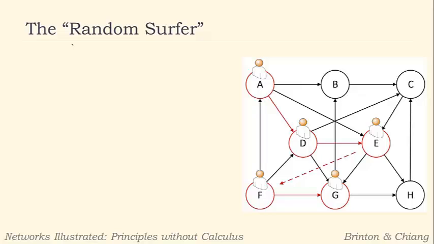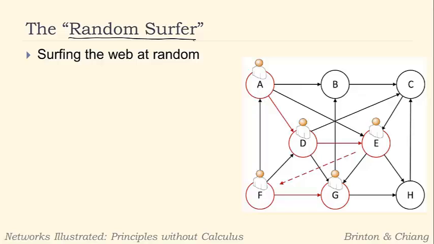So the way that Google chose to explain the PageRank concept was in terms of what they call the random surfer. And the random surfer, as it says, surfs the web at random and goes to random pages. But there's a specific way that he does it in order to quantify the importance score of each of these pages, which we'll look at.